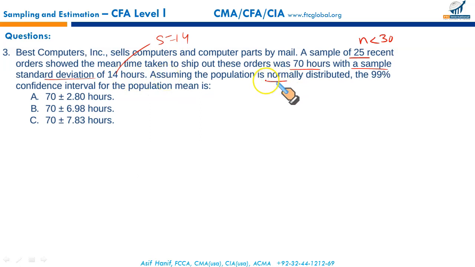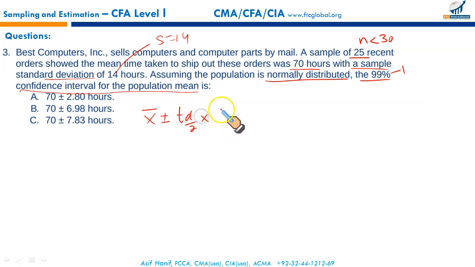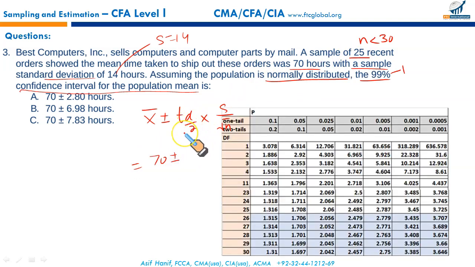Assuming the population is normally distributed, the 99% confidence interval for the population mean is, we know what to do. We have the point estimator, plus minus this time t alpha by 2, where alpha here is the 1% level of significance, multiplied by the standard error, that is s upon square root of n. So we have the mean here, the mean was 70, plus minus. Let's look this up here.